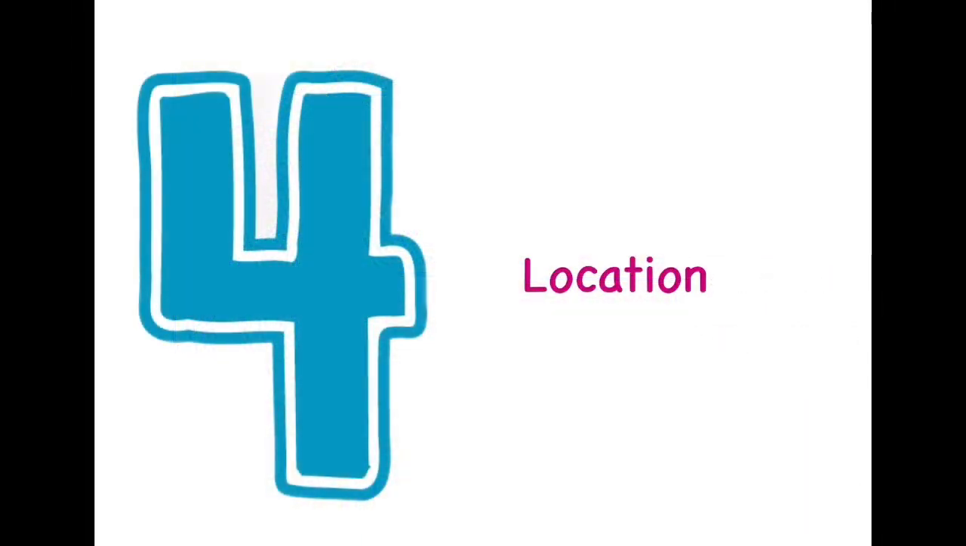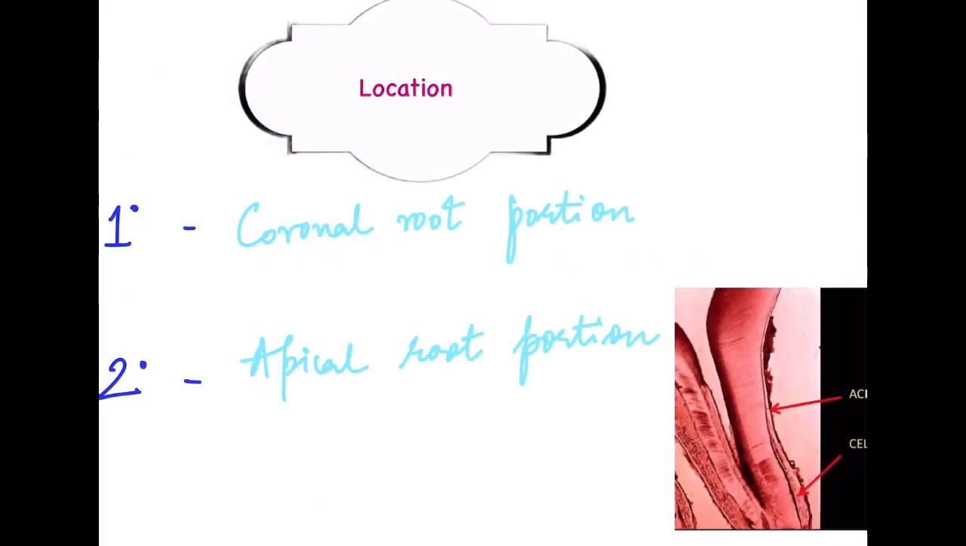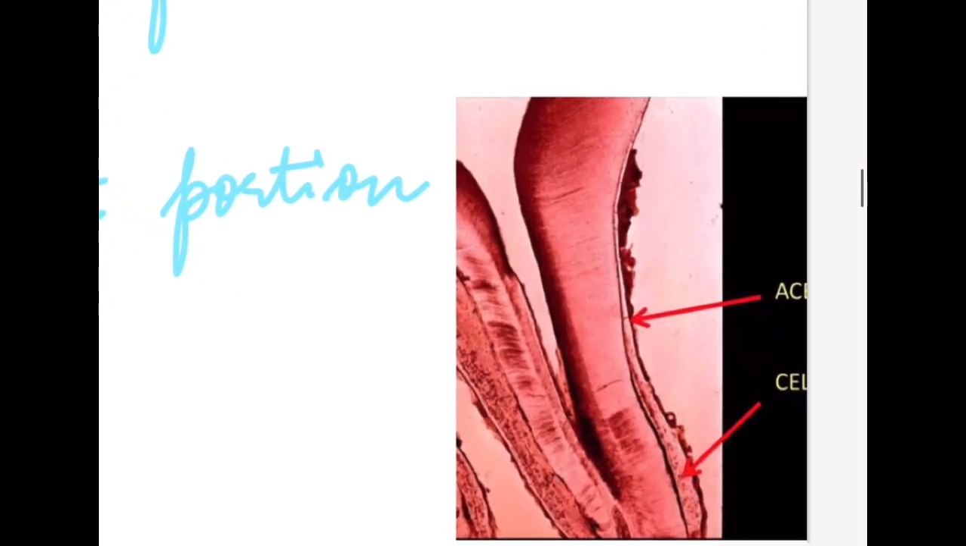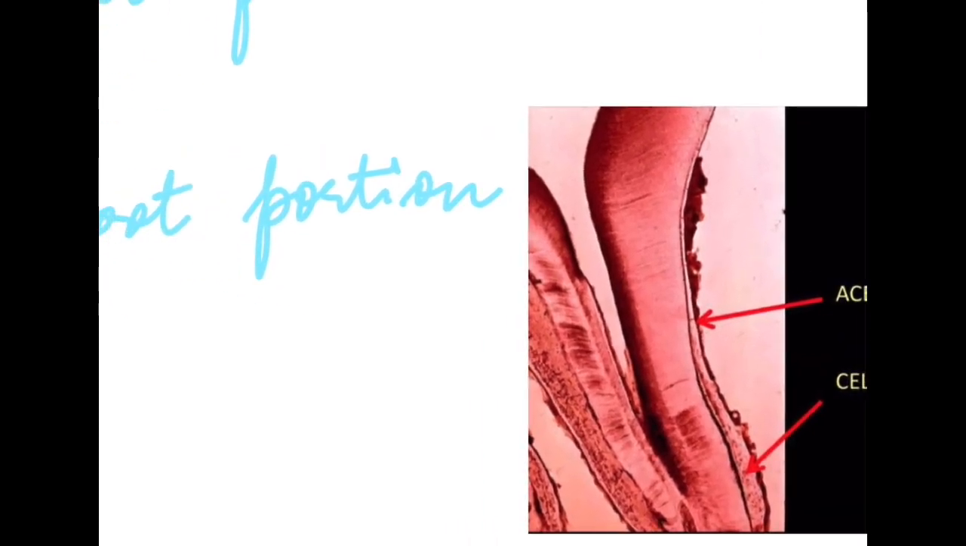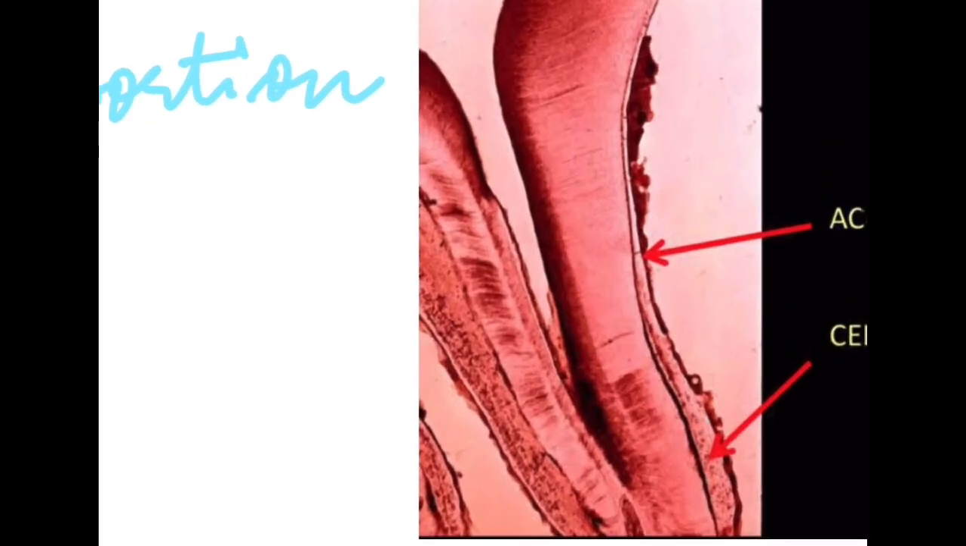The fourth difference is regarding the location of cellular cementum versus acellular cementum. So the primary cementum is located towards the coronal portion of the root, whereas the secondary cementum is located more towards the apical portion of the root. So here we can see that towards the coronal portion, there is a level of acellular cementum which is present, whereas towards the apices, we can see the cellular cementum. Here we can see that there are these small dots. These are nothing but the cementocytes, and the apical portion constitutes the cellular cementum, whereas the coronal portion constitutes the acellular cementum.